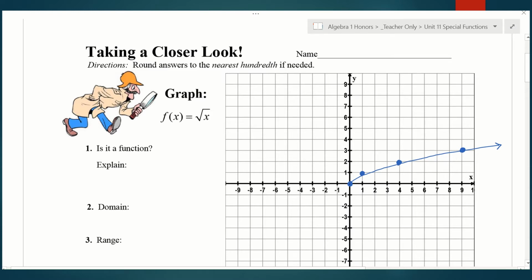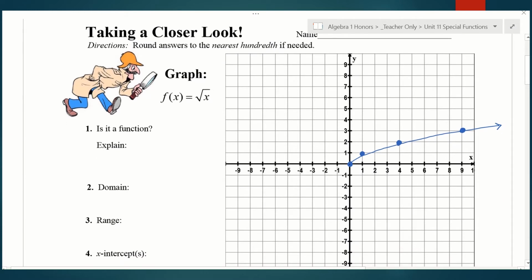Okay, so let's answer some of these questions now that we've looked at the graph and talked about it a little bit. Is it a function? Yes, it is. We can say every input has exactly one output, or we can say it passes the vertical line test. Whatever you would like to say is fine. I'm going to go with our classic, every input has exactly one output.